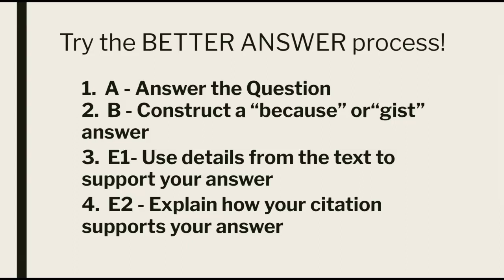The A in ABEE stands for answer the question. So the very first thing you have to do is answer what the question is asking you. And then the B stands for because. So after you answer the question, you are providing some reasoning for your answer. And we should expect to see the word because or something similar in your response. Then we have our first E in ABEE, which is our E1, and that stands for evidence. So that's where you are pulling evidence from the provided passage to support your answer. And then the second E in ABEE is our E2, which we know stands for explain.